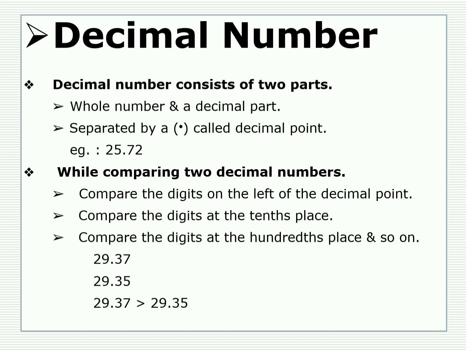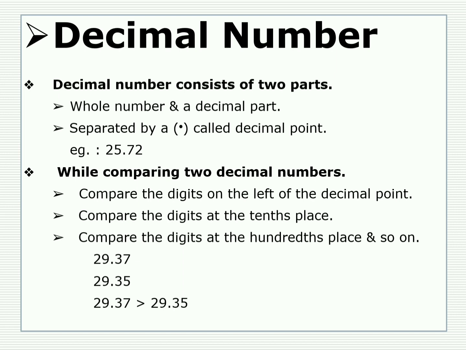To compare the decimal numbers, first we will compare the digits on the left of the decimal point. If the digits are the same, then we will compare the digits at the 10th place. Even if at the 10th place the digits are the same, we will compare the 100th place. And even if at the 100th place the digits are the same, you have to compare the 1000th place. Understand children? Let us understand this by one example.